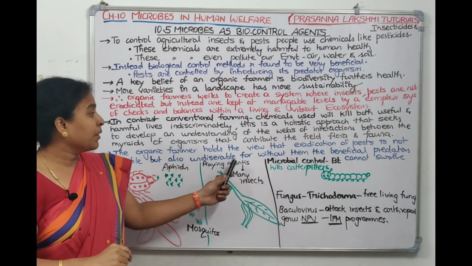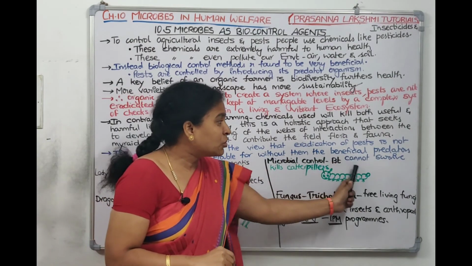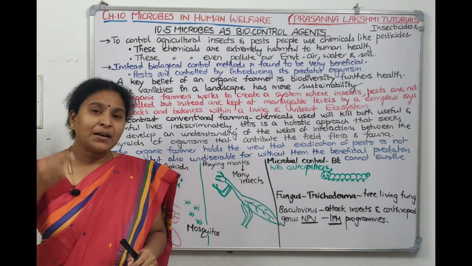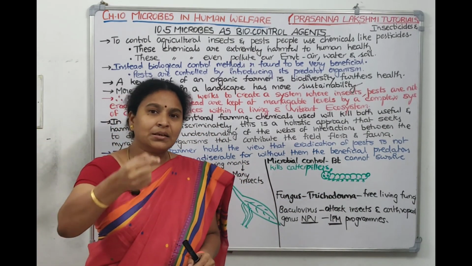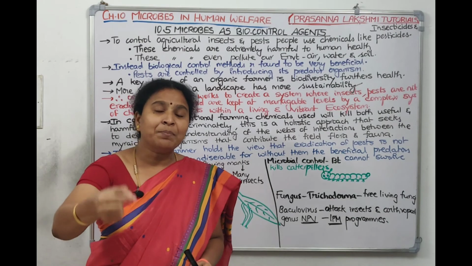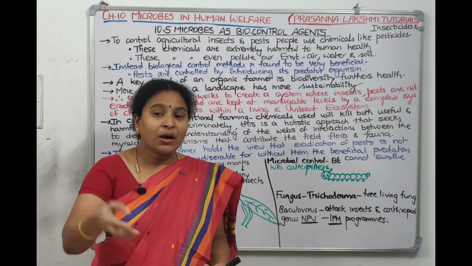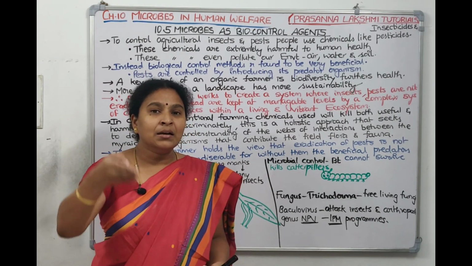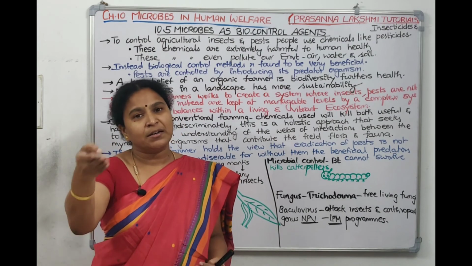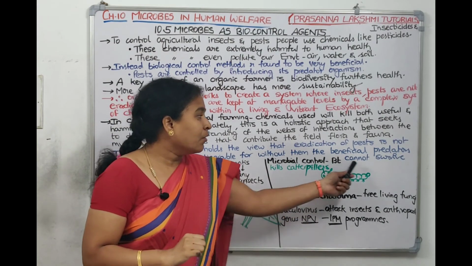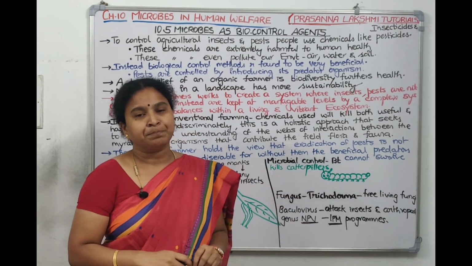It is not good, for without them the beneficial predators will not survive. If you are killing the insect that is the food for a predator, and that predator is beneficial for us, then in turn the predator will not have food. The predator will die. It cannot survive.